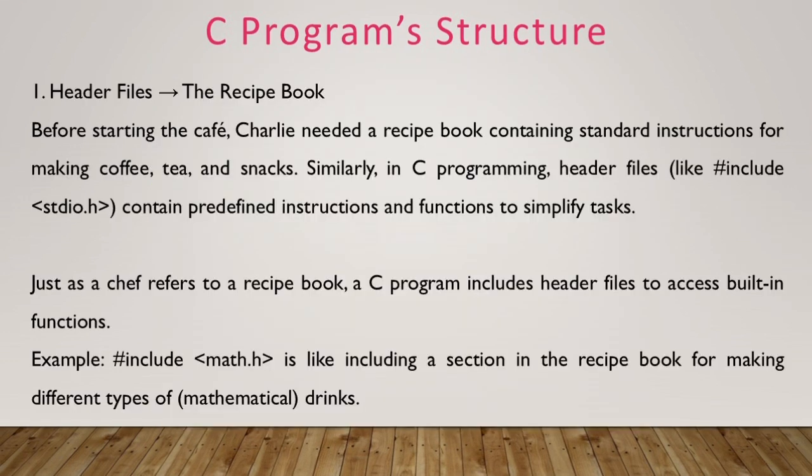Number one, a cafe should have a recipe book, right? Before starting the cafe, Charlie needs a recipe book, which contains all the standard instructions, like how coffee is made, how tea is made, how snacks will be done. These instructions will be used not only by Charlie but maybe by other people also who will be joining. You can see in the figure that there are two new subordinates of Charlie.